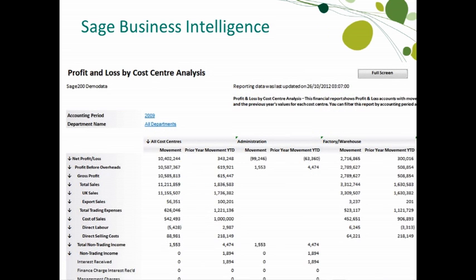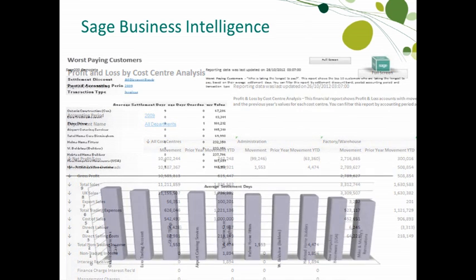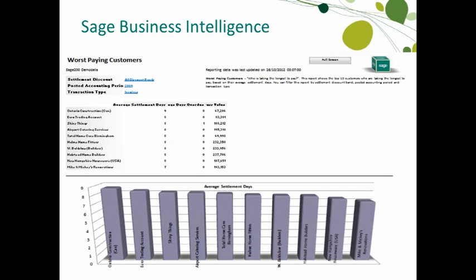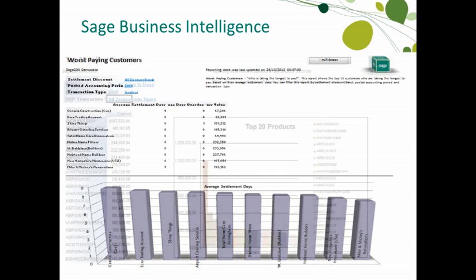This is an example. This is actually a Sage 200 business intelligence report, just illustrating the fact that the way that the data is delivered is in Excel. So what you can see here is a profit and loss by cost center, just showing the way that it can be presented on screen within an Excel format. And again, what you can see here is the same method of presenting it in Excel, but in this case, obviously, what we've got is a pivot table that's got a nice bar chart there showing us what the average settlement days are for our top customers.